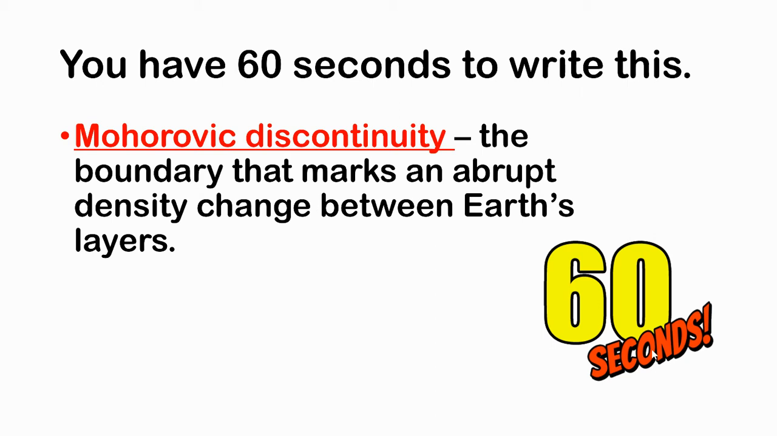So there are many discontinuities, whichever way you want to say it, that exist. So anytime there's this abrupt density change between the Earth's layers, okay, that's a discontinuity. Okay, and the Mohorovicic discontinuity is just a particular boundary that marks an abrupt density change between Earth's layers.